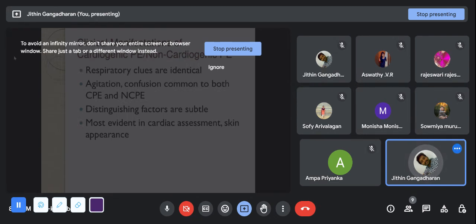See, understand this thing. If you are giving a patient 1 pint NS or 2 pint RL, something like that, you're giving fluid to the patient. So it should pick up the BP, or else it has to be excreted in the urine.